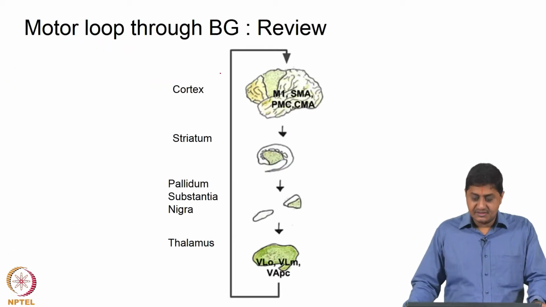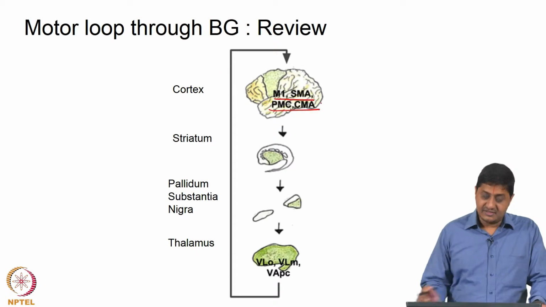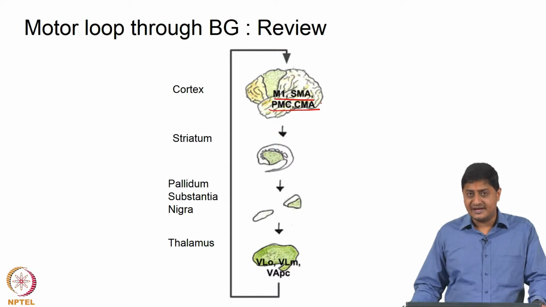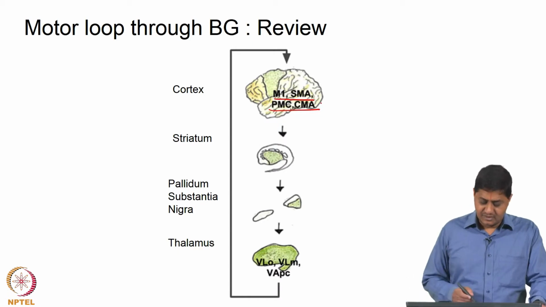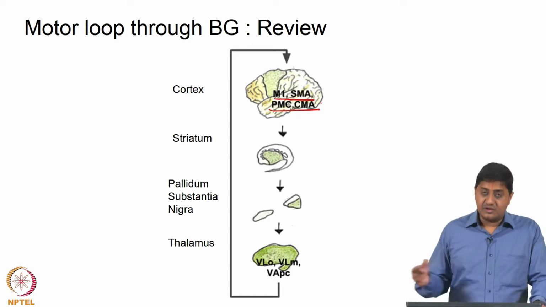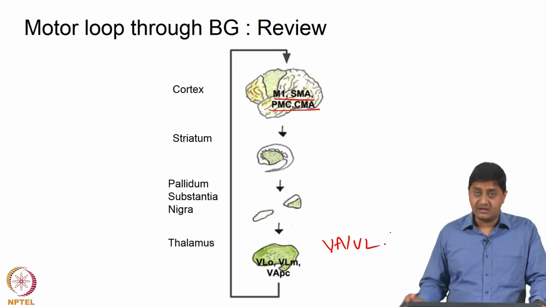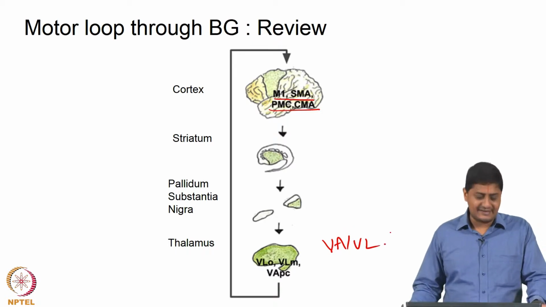In the cortex, the areas responsible for motor functions are the primary motor cortex, supplementary motor area, premotor cortex and cingulate motor area. From these areas there is projection onto basal ganglia, specifically the striatum, or in most cases the putamen. From there the output goes to the pallidum, and from there to the thalamus, where the motor areas project ultimately to the VA/VL thalamus, or ventroanterior and ventrolateral thalamus.